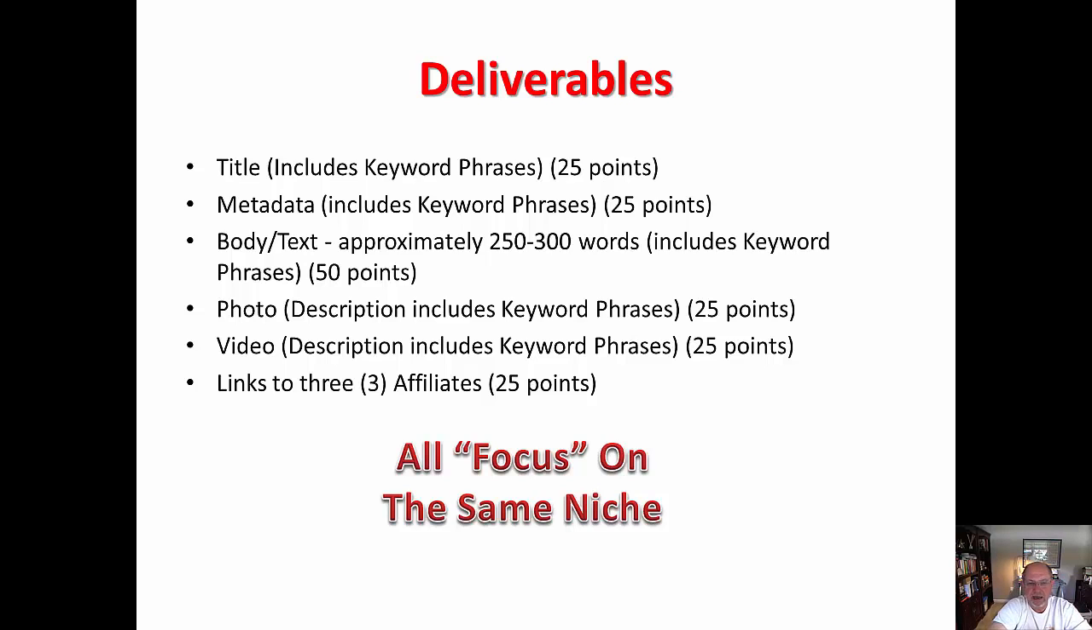Also in the body of your text, it should be around 250 to 300 words. It should include keyword phrases. You can take a photo off the net. You can create a photo. But remember, when you name this photo and you give information about this photo, once again, the keyword phrases that you're using in the article that your whole site is all about have got to be included. Same with video. I expect you have at least 3 links in your article.